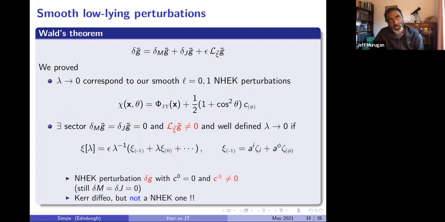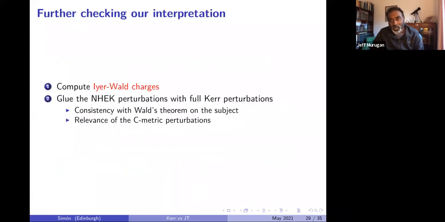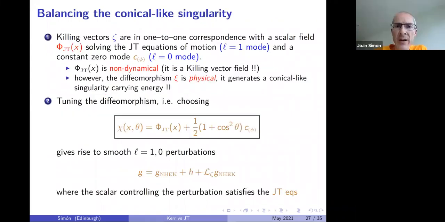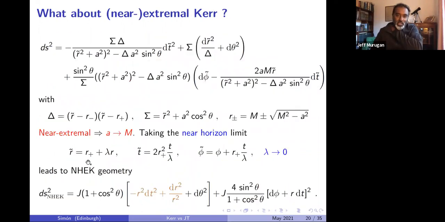Actually, I meant to ask another question. Let me slip it in quickly. Maybe I missed something. You're taking the near horizon limit of one of the horizons, right? The outer one. What do you get if you take the limit of the other horizon?